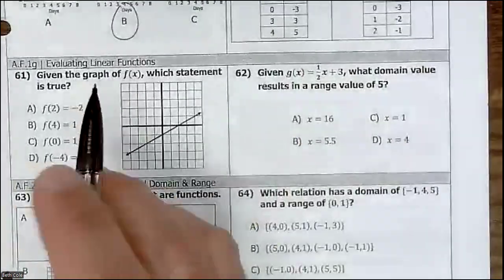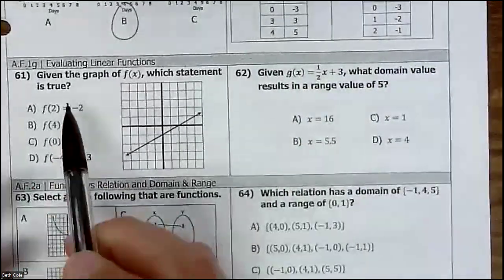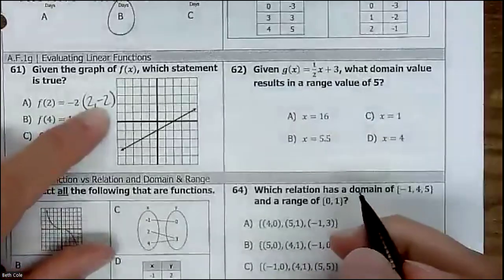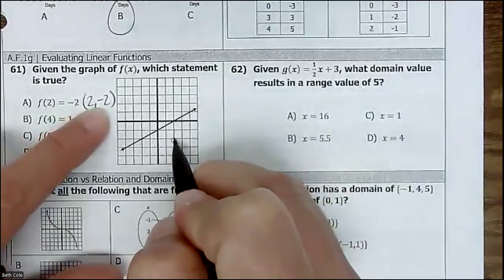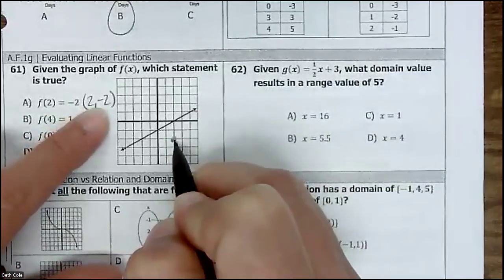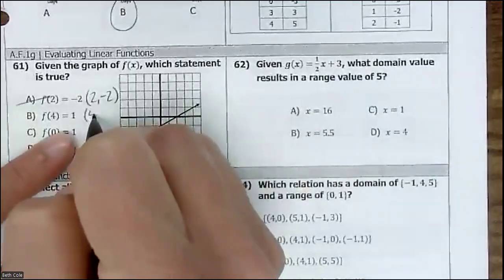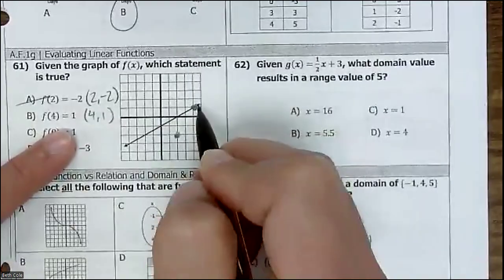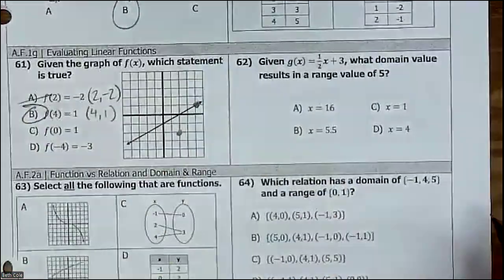All right. Which statement is true? All this is saying is which points are on the graph. It says f of 2 equals -2. Is the point 2, -2 on that line? No, it's not that one. All right, this is the point 4, 1. Do you see how I'm doing that? 4, 1. Oh, do you see how that's on there?